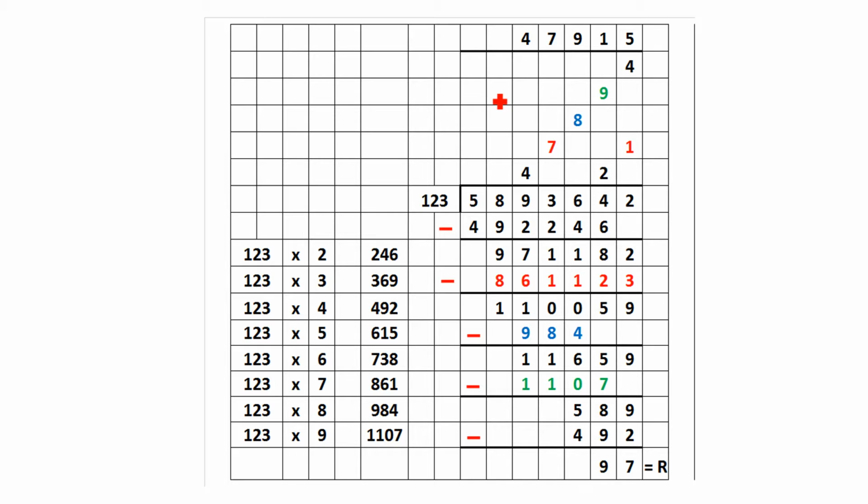Now we do the quotient digits. We add 1 and 4, that's 5. 9 and 2, that's 11. It's the 1 on the top next to the 5. We move the 1 to the blue 8, that makes 9.